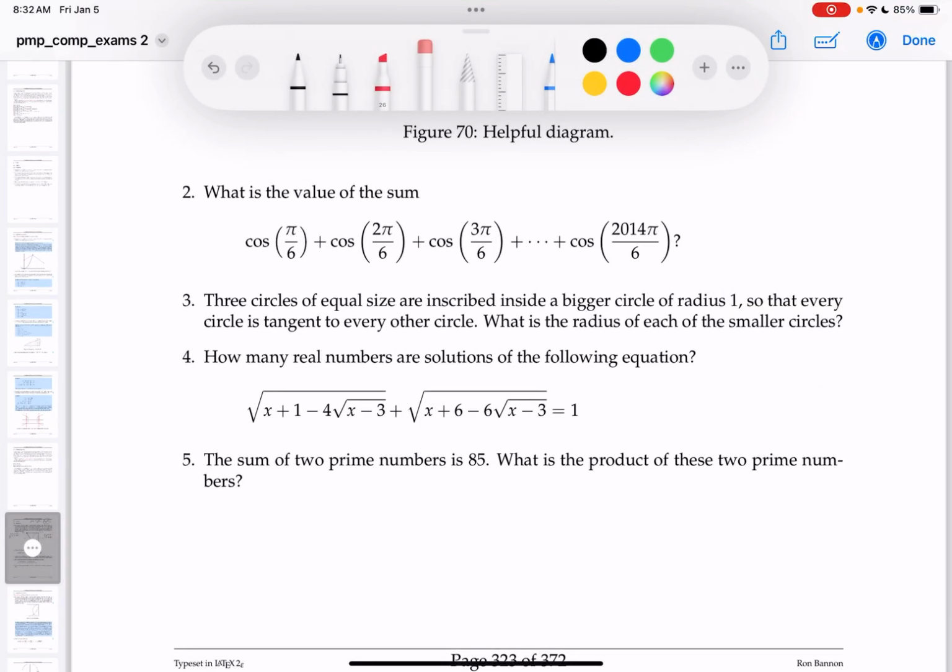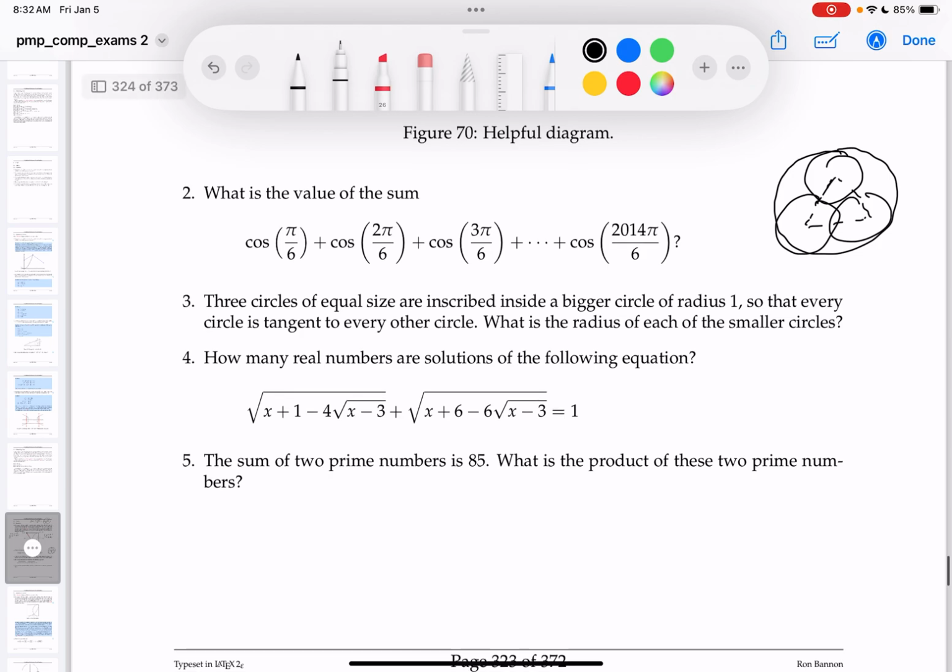Okay, for number 3, we have 3 circles of equal size inscribed inside a bigger circle of radius 1. So I'm going to try to visualize what they just said. There's going to be this big circle, and inside there's 3 circles, and everything is tangent to one another. Now, visualizing it, I'm going to visualize an equilateral triangle between those 3 circles, and I have to say that that might help me figure this thing out.